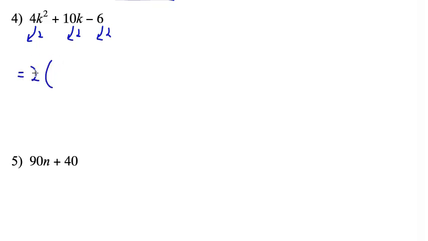So we're dividing out a 2, and that goes out front. And we're left with 2k squared plus 5k minus 3. We divided each term by 2. Now we need to check to see if this trinomial is also factorable. Let's check.